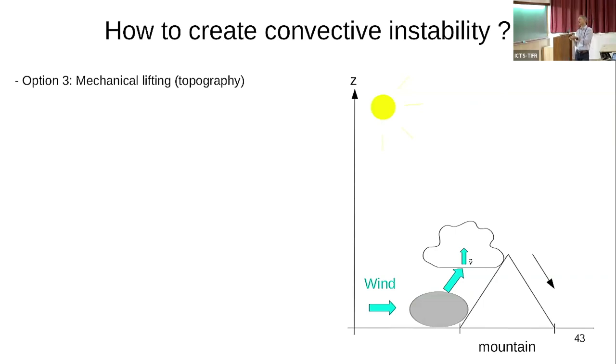And then after creating a cloud, the air comes back down much drier and much warmer because it's going to have adiabatic compression. You have warmer air on the other side of the mountain. This is also a very simple phenomenon that you can observe.